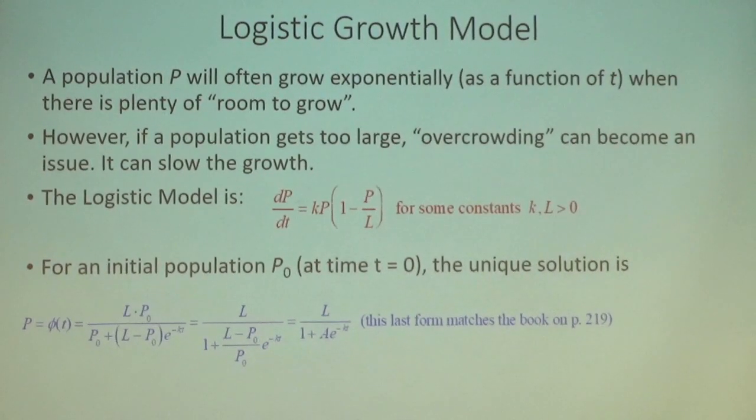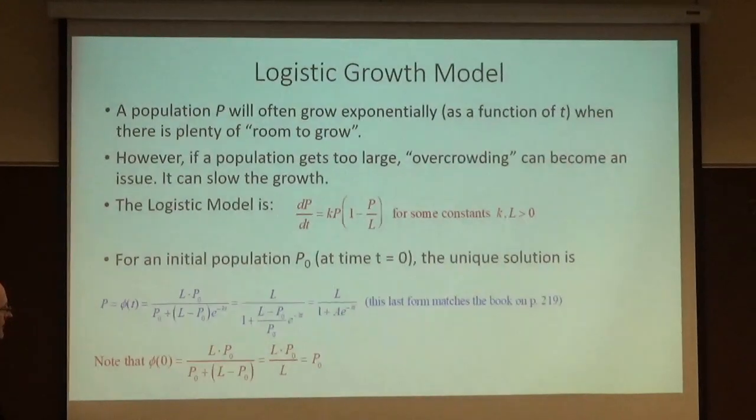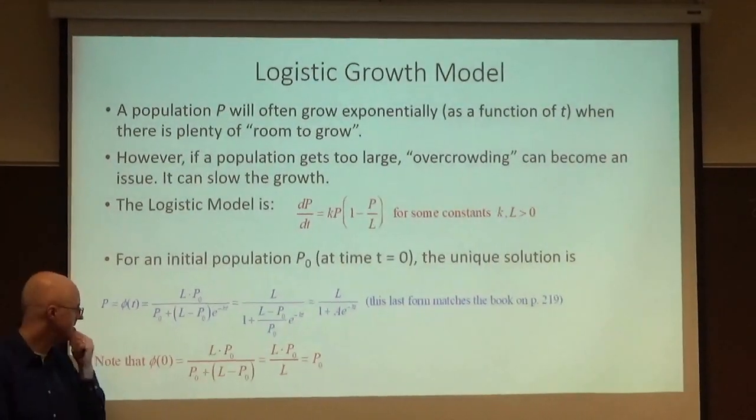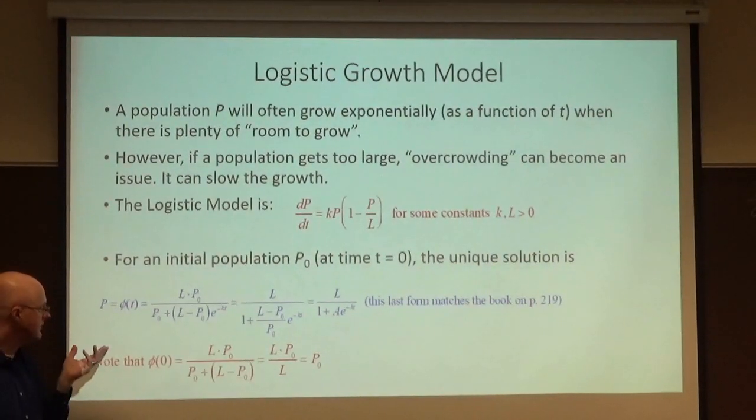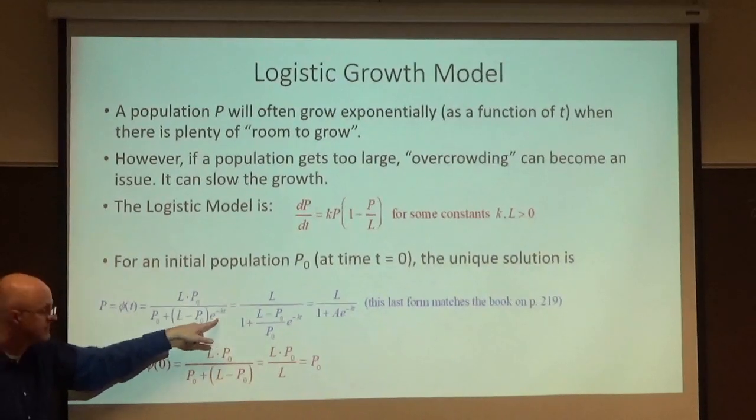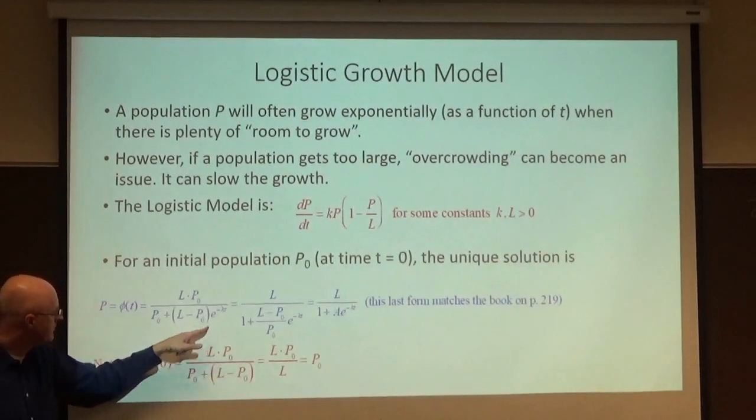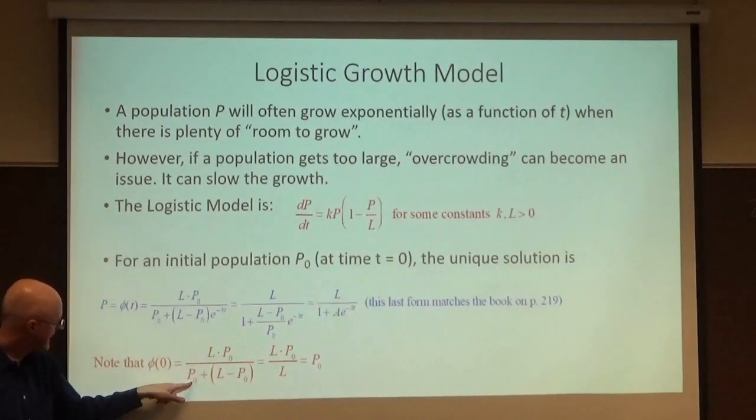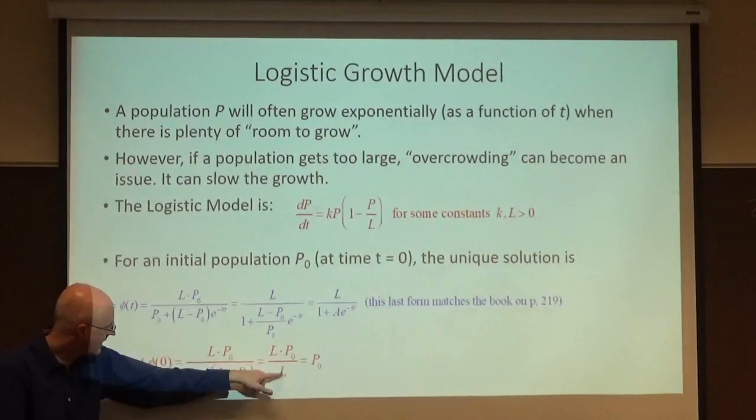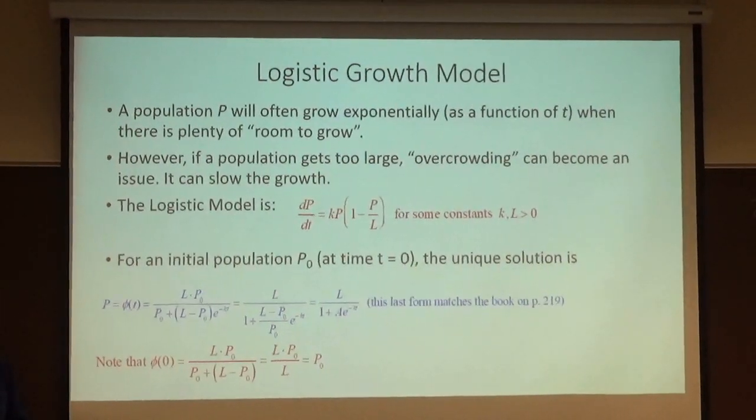Well, first it's got to satisfy the initial condition. P of 0, or phi of 0 if I'm calling the function name phi, better be P0. And if you plug in t equals 0, it simplifies to P0. Plug in t equals 0 right there. E to the 0 is 1. This becomes a 1. You get P0 plus L minus P0 times 1, which is this. The P0s cancel there to give you this. And now the L's cancel to give you that. So it does satisfy the initial condition.